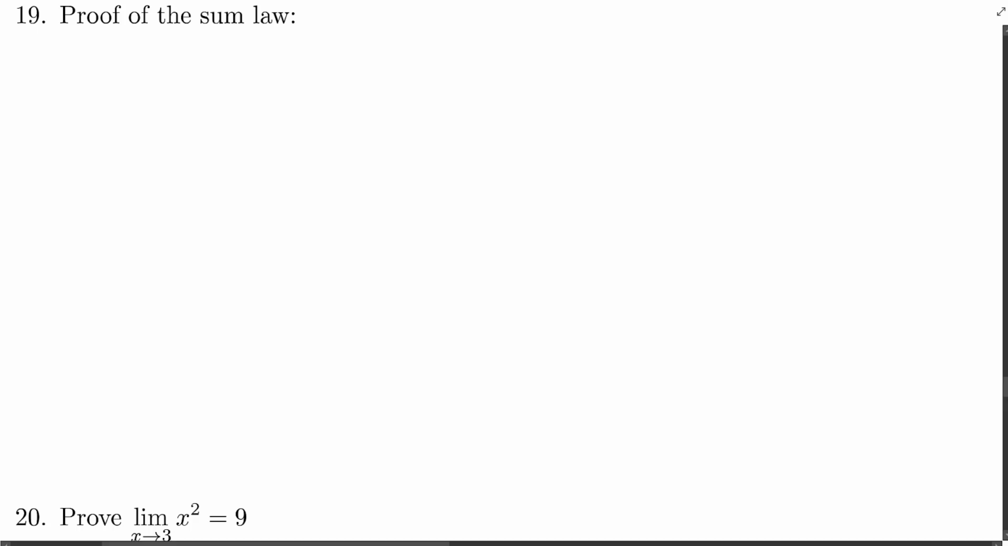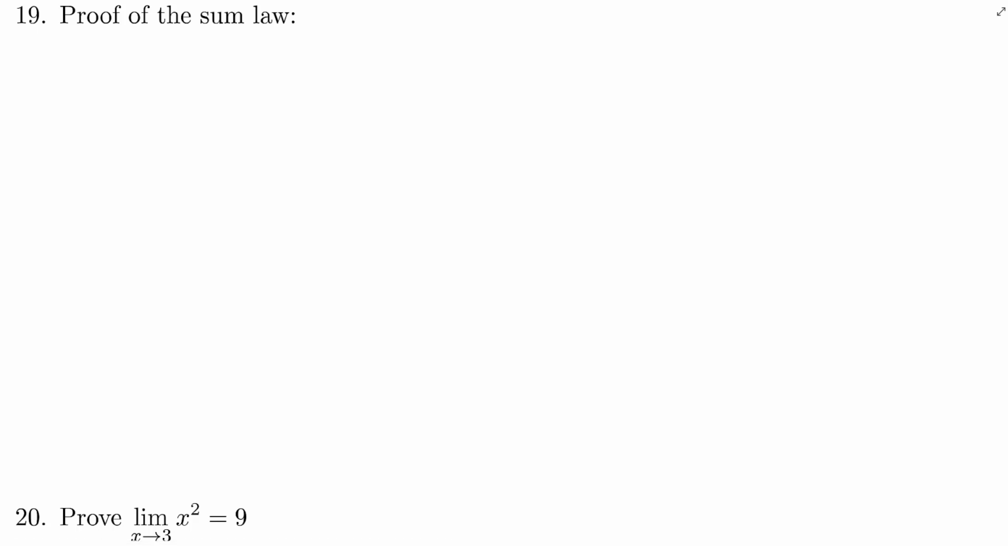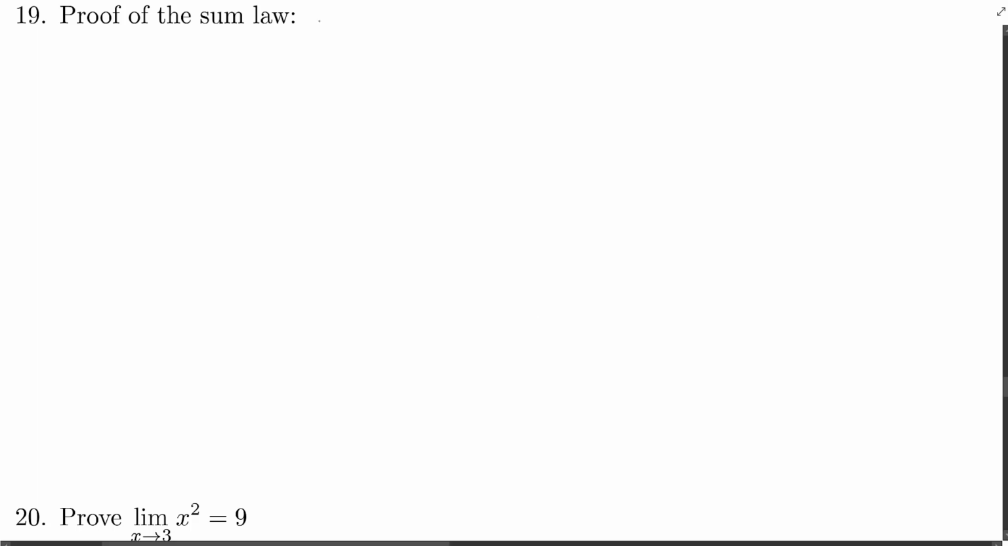I want to do a proof of the sum law using the epsilon delta definition of the limit. In order to do this, we're going to have to make use of the triangle inequality that you talked about on the previous page of this document.